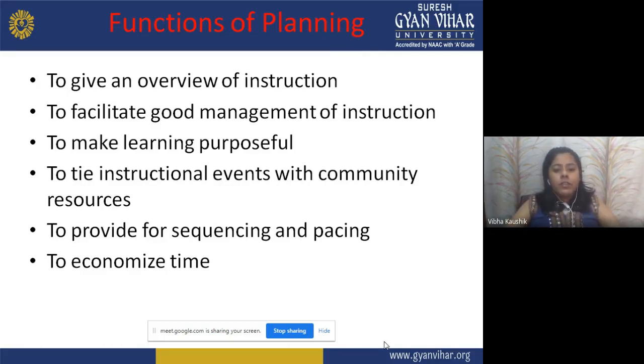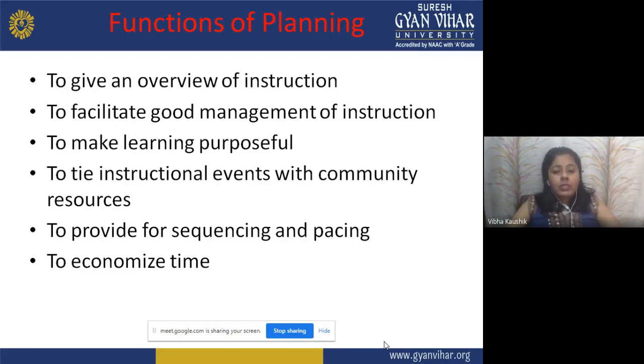To tie instructional events with community resources. When the teacher is planning the instruction, all the instructional events should be tied up with the community resources, which are all the resources available to the teacher that can be used during the teaching learning process, and that are there in the community. To provide for sequencing and pacing: how the instruction will be given, the proper sequence and pacing, the way the information will be given to the learners.